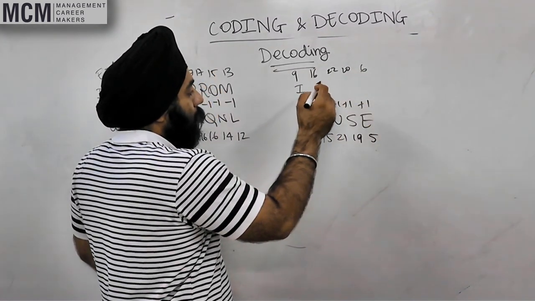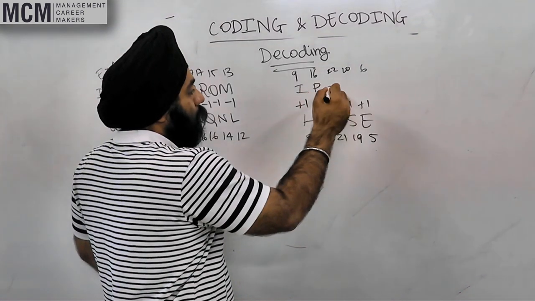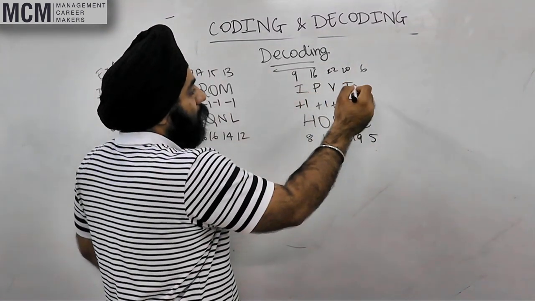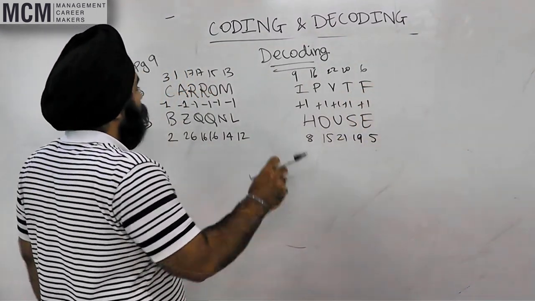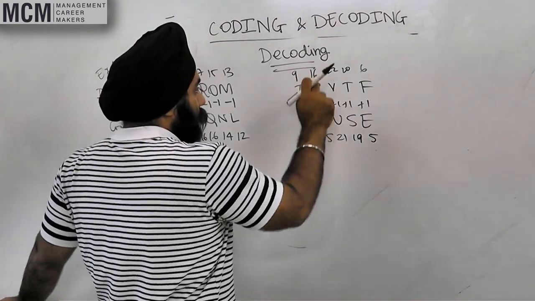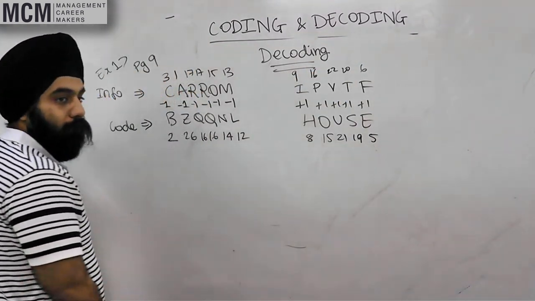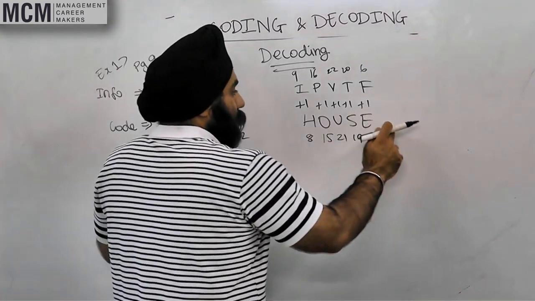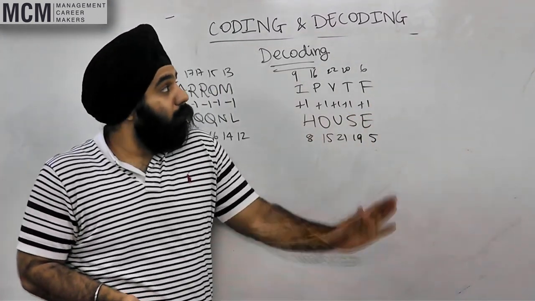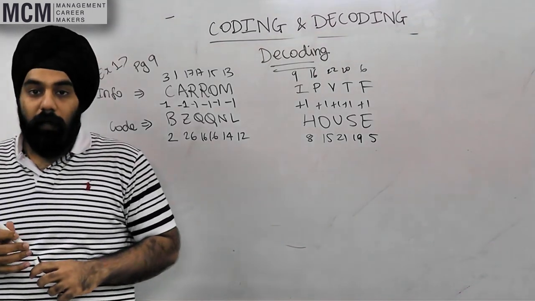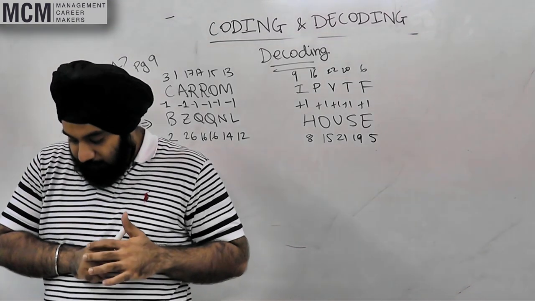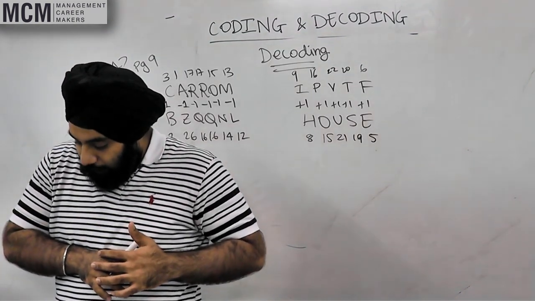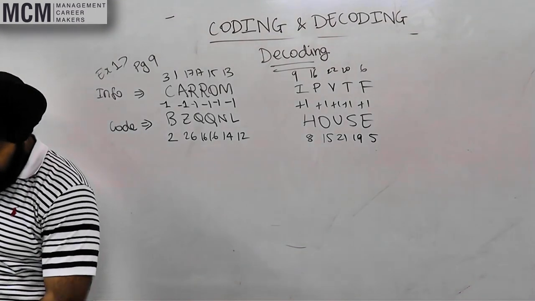So I, P, V, T, and F. Notice how if we go from the information to the code, you will subtract 1. This process which you are doing, converting code to information, is nothing but decoding. Please, you can do now the solved example 2 on page 9 again. And you can do questions 1 to 10 on page 10.